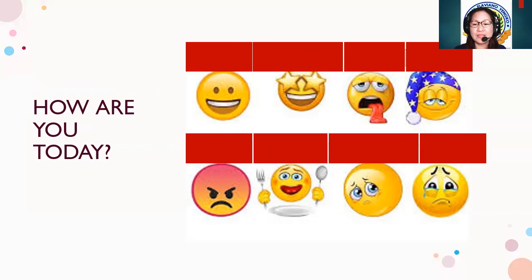So part of answering my question, which is how are you today, kung yung unang emotion na nakikita nyo, ayan ang nararamdaman nyo. So will you please tell me what is the emotion that I am displaying in this first picture of emoticon? Anyone from the group? Okay, tingnan nga natin kung tama yung sagot niya. Yes. So, happy. Pag ganyan ang itsura ng emoticon nyo, happy kayo.